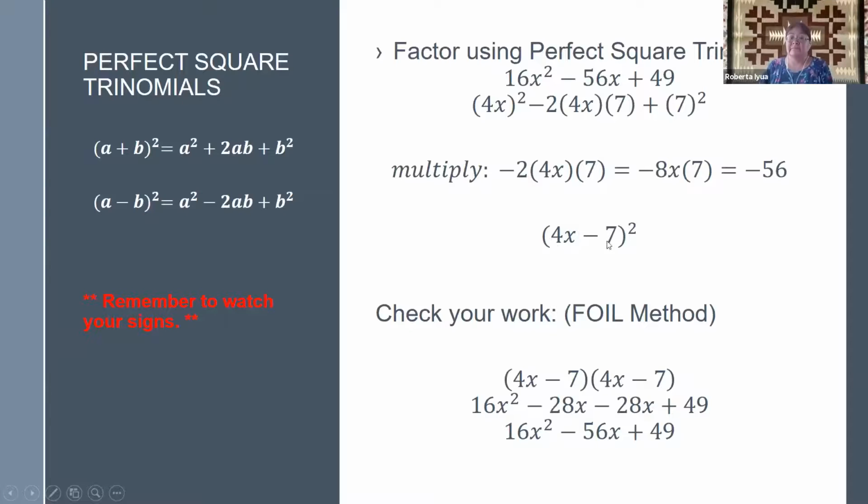Check your work by using the FOIL method. You just double up the 4x minus 7: 4x minus 7 times 4x minus 7. You perform your FOIL method. It should come out to 16x squared minus 56x plus 49.